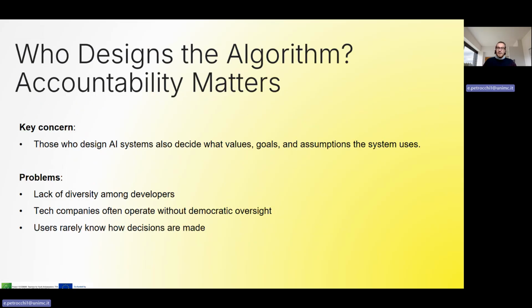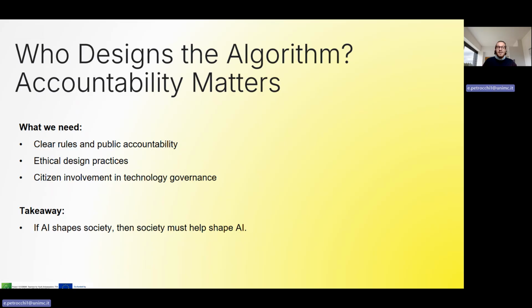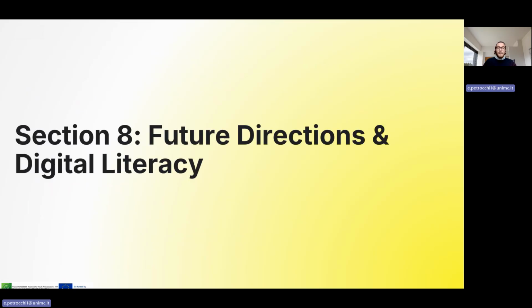So who designs algorithms? Accountability, of course, matters, because those who design AI systems also decide what values, goals, and assumptions the system uses. And the problems are lack of diversity among developers, tech companies that often operate without democratic oversight, and users that rarely know how decisions are made. And so we need clear rules and public accountability, ethical design practices, and citizens' involvement in technology governance. So the takeaway of this section is: if AI shapes society, then society must also help shape artificial intelligence systems.